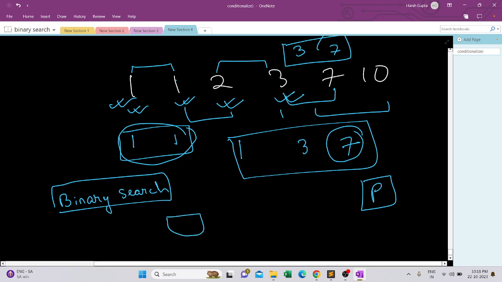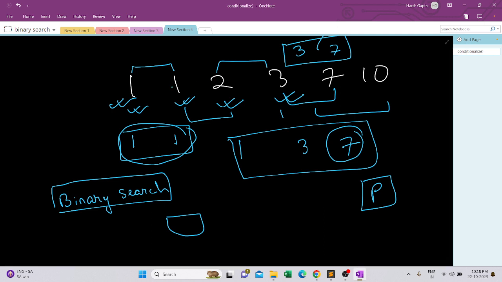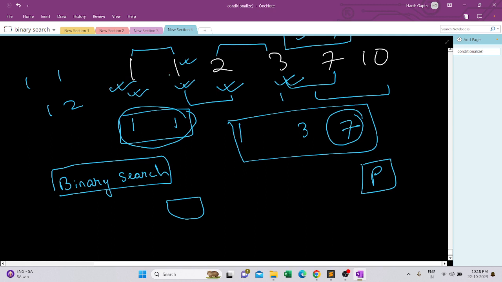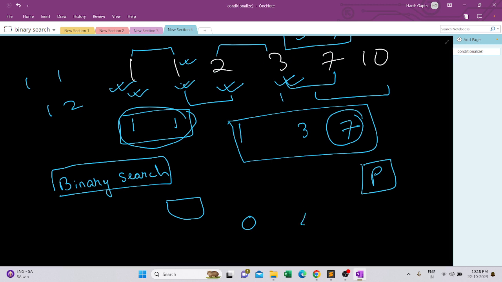So if we take these two numbers, we are not going to take them again. If we take 1, 1, we can't take 1, 2 because this index already appeared in one of the pairs. Okay, so now let's suppose we take 1, 1. If we take 1, 1, the difference is 0. Okay, now let's suppose we didn't take 2, 3, we took 3, 7. So the difference is 4.